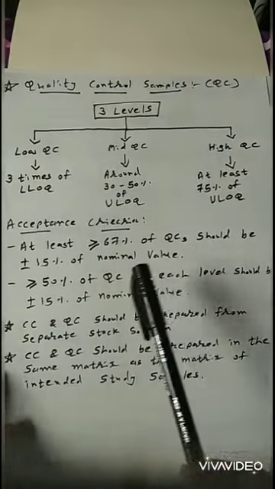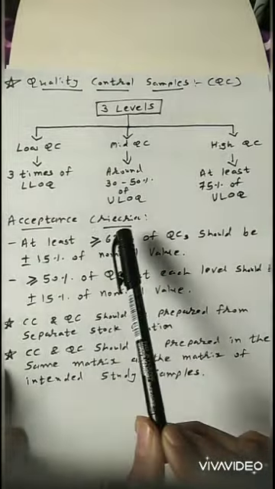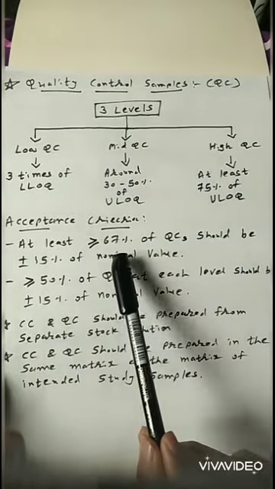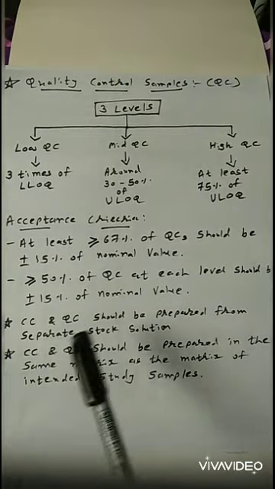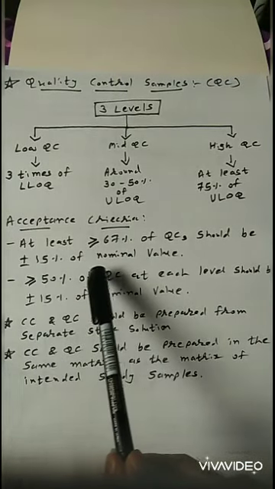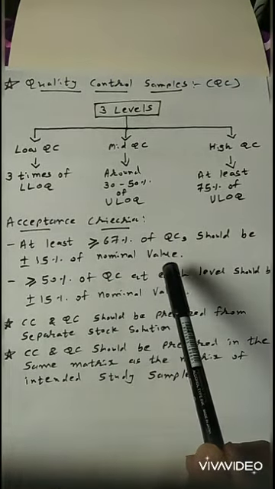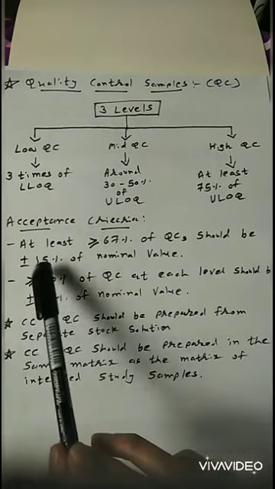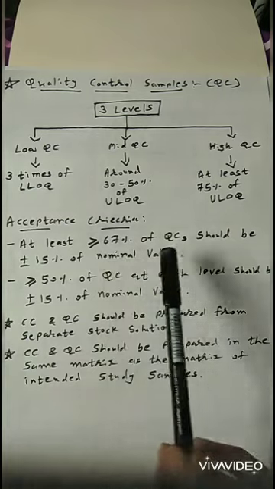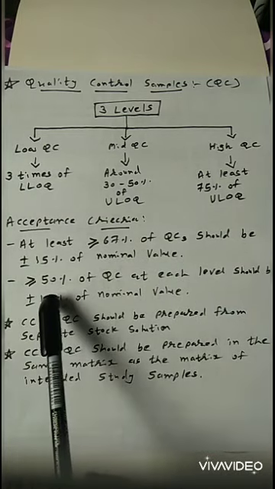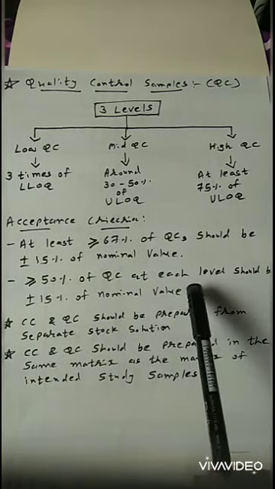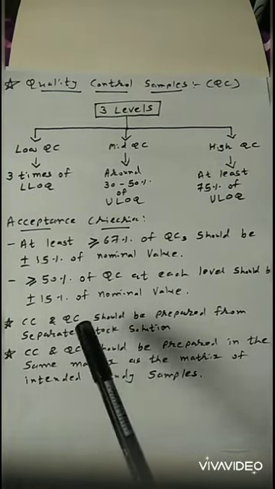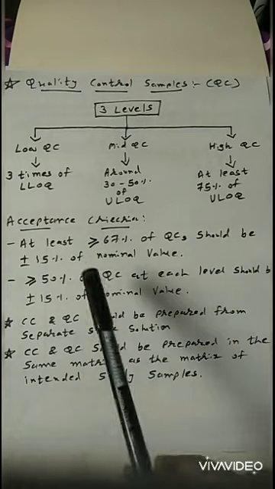Now, what is the acceptance criteria of the quality control sample? So, greater than or equal to 67% of the QCs should be within plus minus 15% of the nominal value. As I explained in the previous part on the calibration curve, the same criteria applies here, that is plus minus 15% of the nominal value. Greater than or equal to 50% of the QCs at each level should be within plus minus 15% of the nominal value. So this is the basic thing about the quality control sample.